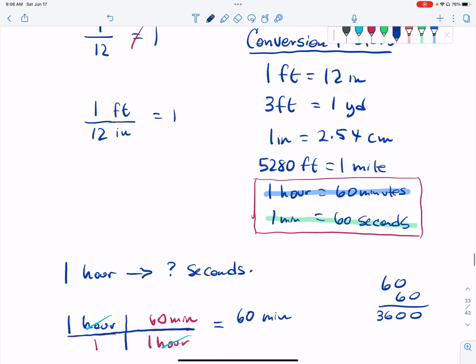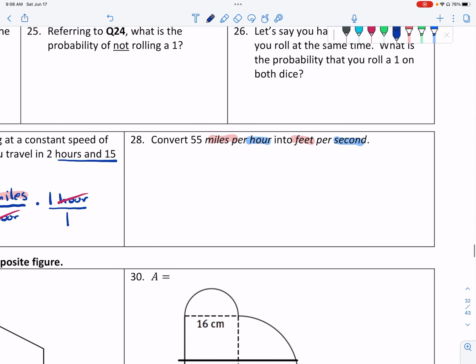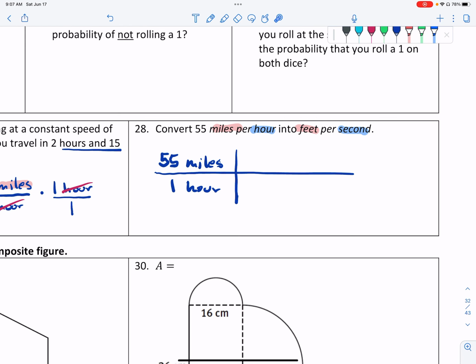Which brings us, of course, to the question that you have up here on number 28. Whenever you go to set this thing up, you would want to start it off with 55 miles on top, and then the per hour, think of that as 1 hour, and then you're going to start your conversions here. You want to first get rid of hours. Well, actually, I take that back. You can get rid of miles if you wanted to get that into feet, or you could get rid of hours first. It really makes no difference.